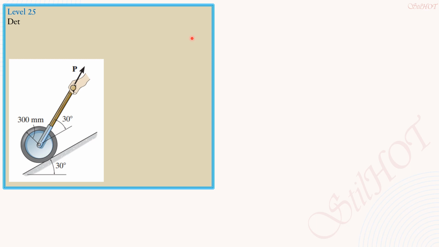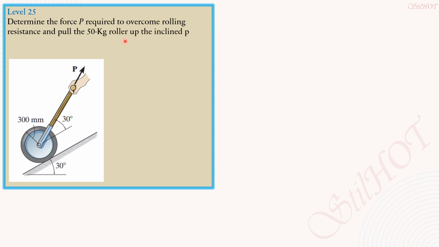Level 25, determine the force P required to overcome rolling resistance and pull the 50-kilogram roller up the inclined plane with constant velocity. The coefficient of rolling resistance is B equals 15 mm. So remember the principle that we have to locate the point where the reaction between the wheel and the surface meet, and we draw the free body diagram and simply sum up moments about that point.